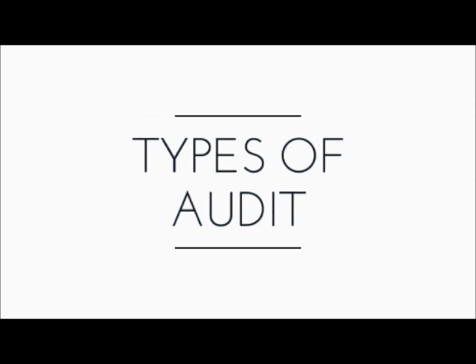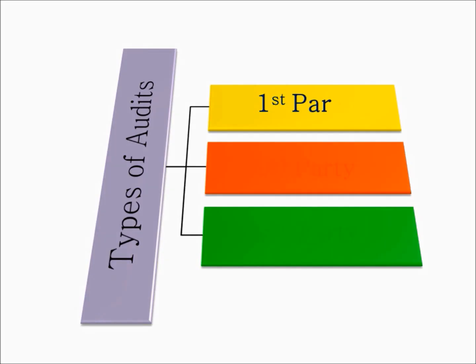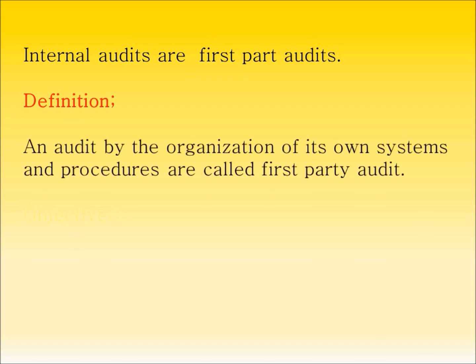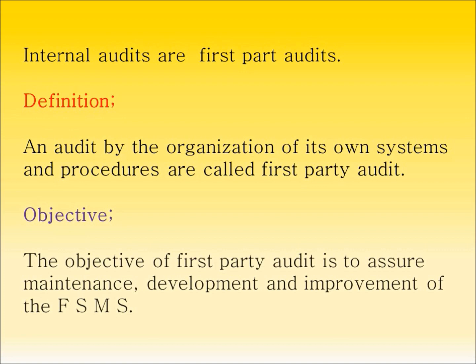There are three types of audit: first party, second party, third party. Internal audits are first-party audits. An audit by the organization of its own systems and procedures is called a first-party audit. The objective of a first-party audit is to assure maintenance, development and improvement of the FSMS.